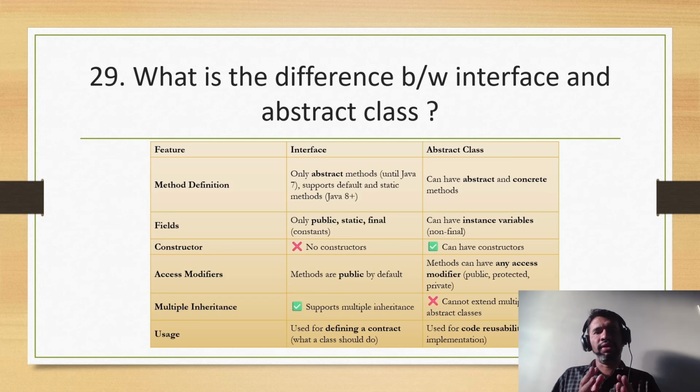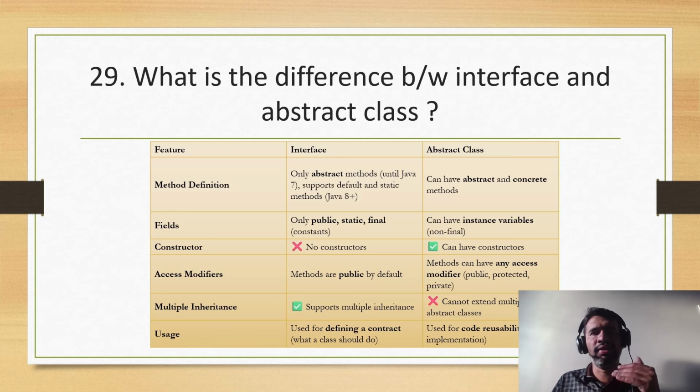Till Java 7, interfaces contained only abstract methods. But after Java 7, they started supporting default and static methods. In case of an abstract class, it supports both abstract and concrete methods. You're clear on that. So from Java 8 onwards, with respect to methods, there is not much difference between interface and abstract class. It's almost the same.